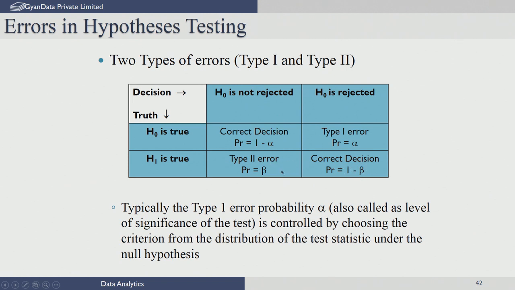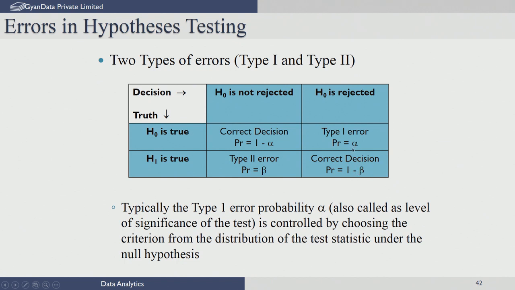Remember, there are only two decisions you are always going to make. You are either going to reject the null hypothesis or you are not going to reject it. So, the total probability will always be 1, and if the probability of type 2 error is beta, then the probability, or statistical power, is 1 minus beta.